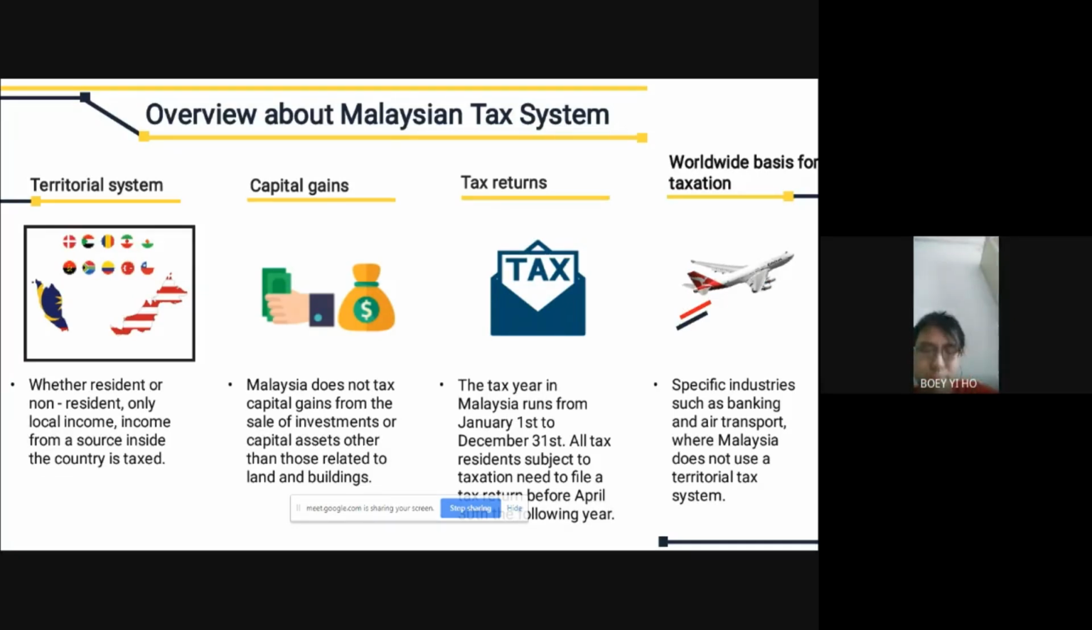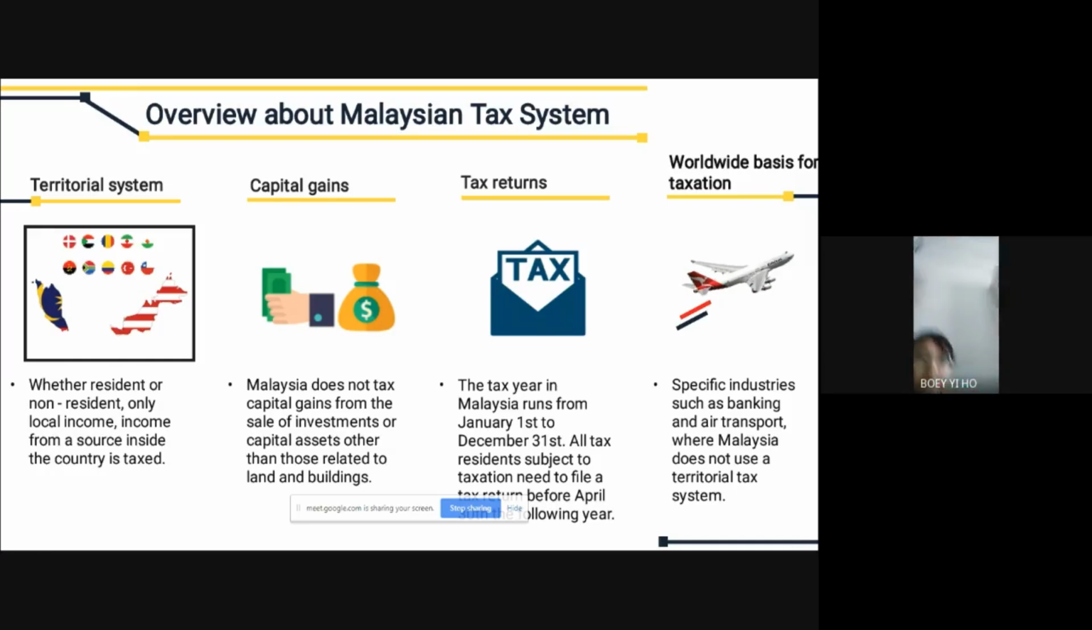Tax returns. Any company which prepares accounts from 1st of January to 31st of December is required to file income tax returns by 30 April of the following year.